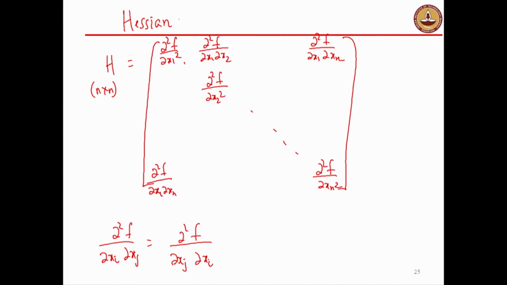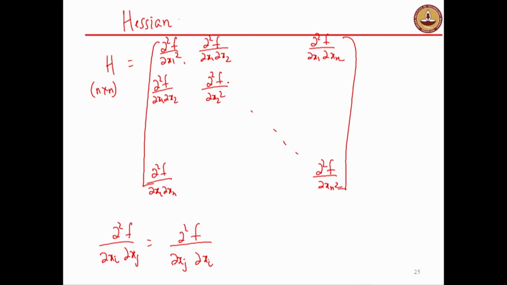I am writing it in the symmetric form over here. The entries along the diagonal are the second partials with respect to each of these individual variables, and the others are all mixed partials. So this is a symmetric matrix. It's a Hessian. It in some sense conveys second order information.